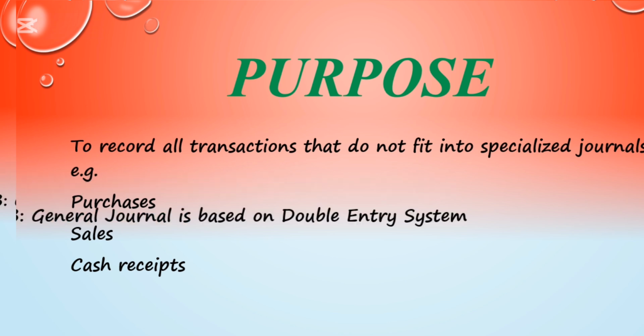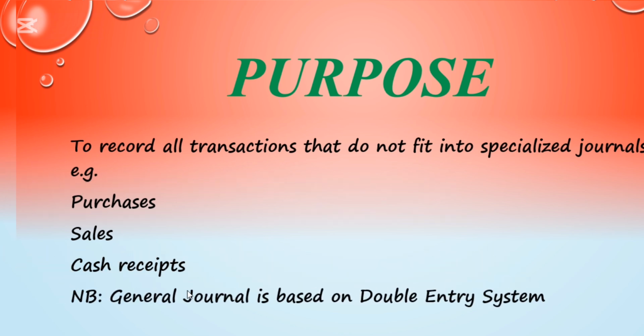From there, you also need to remember that the general journal is based on the double entry system. I hope you remember what the double entry system means. It's an accounting system where every transaction must be recorded twice. That is to say, debit must be equal to credit. Every debit entry must have its corresponding credit entry. So you need to take care.